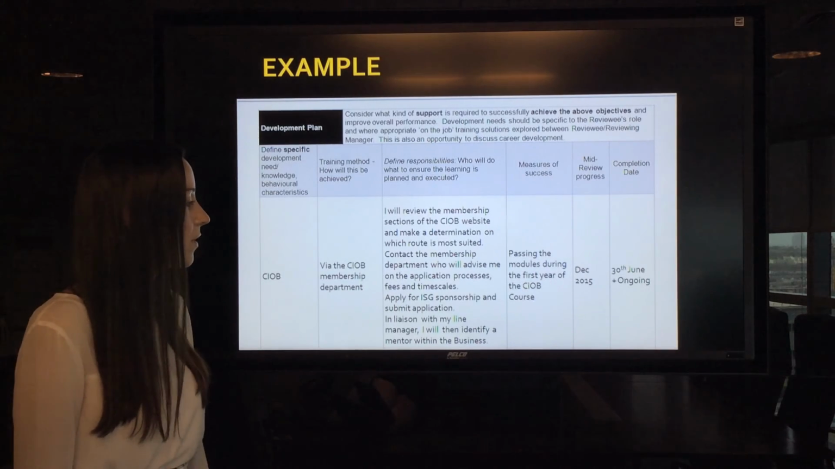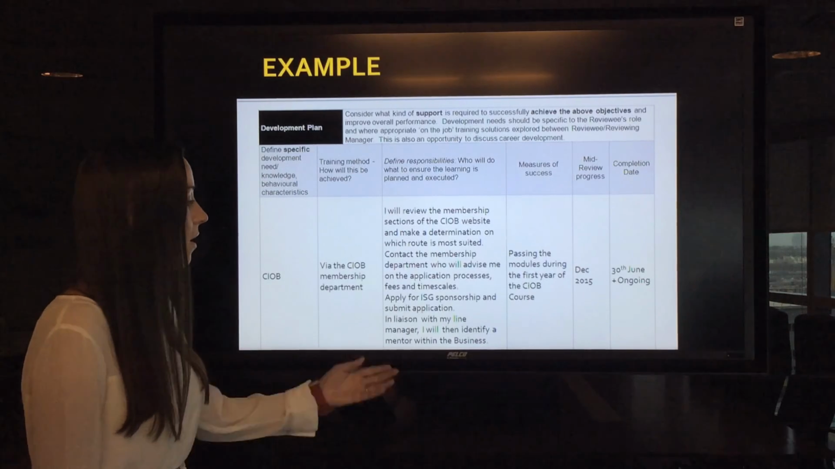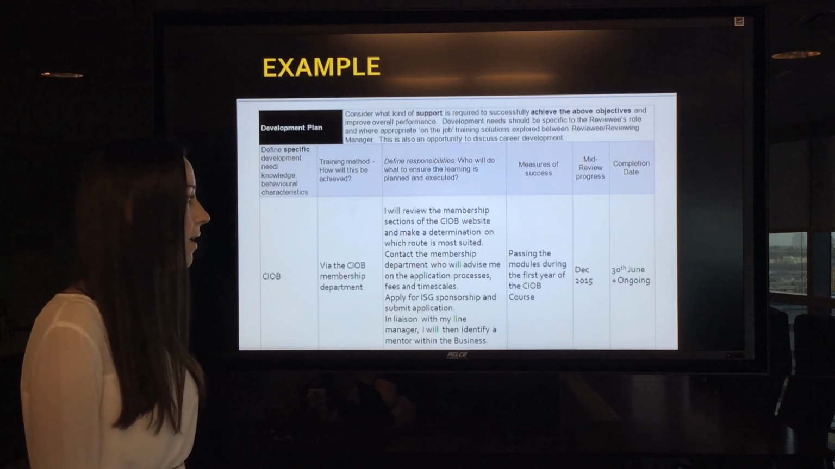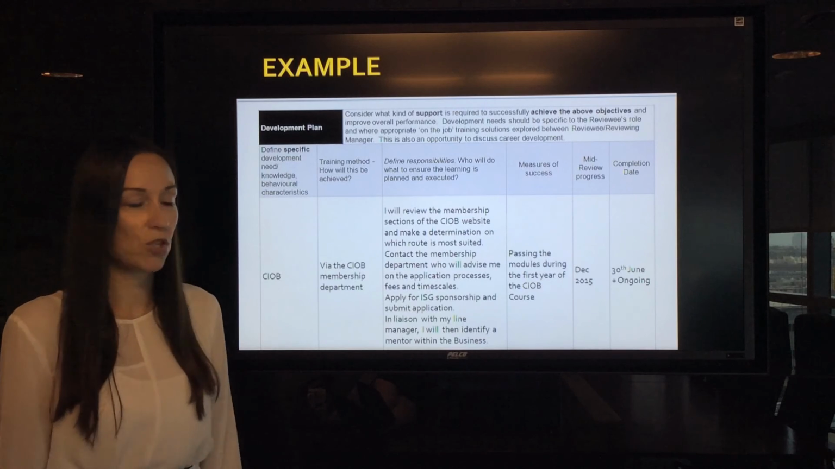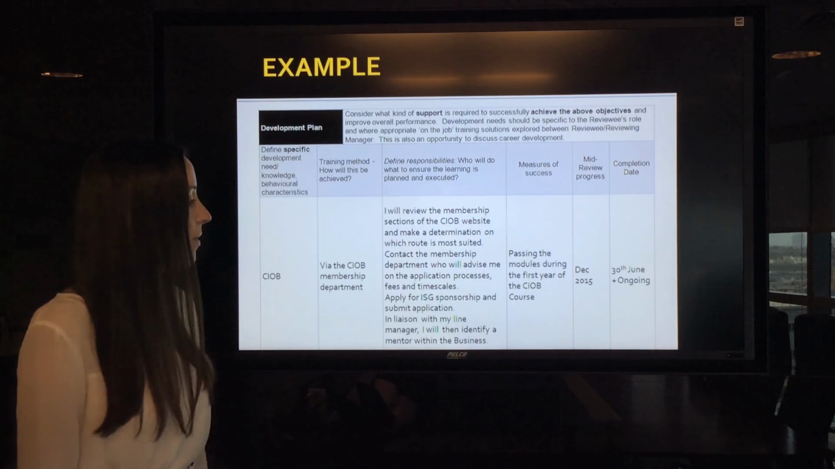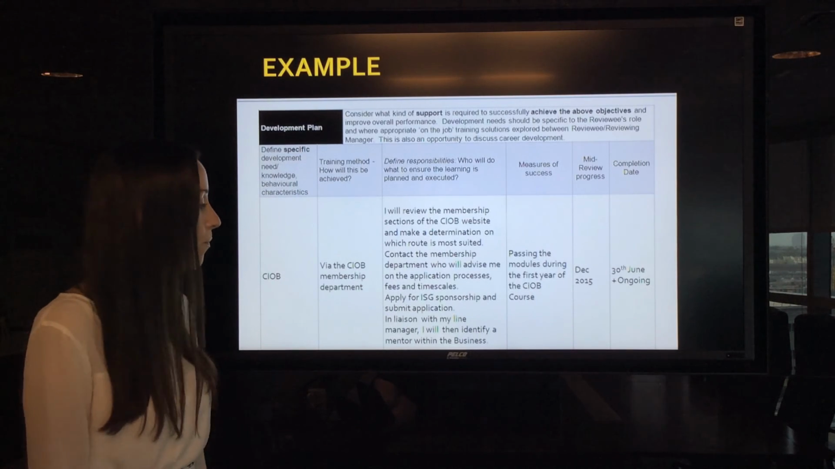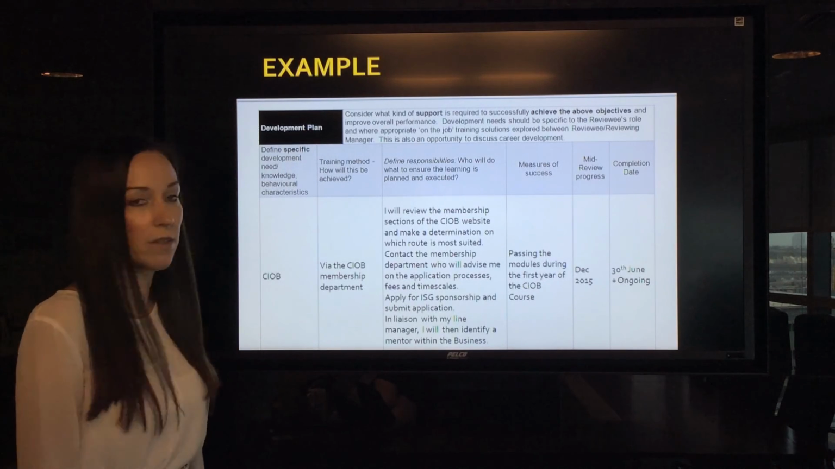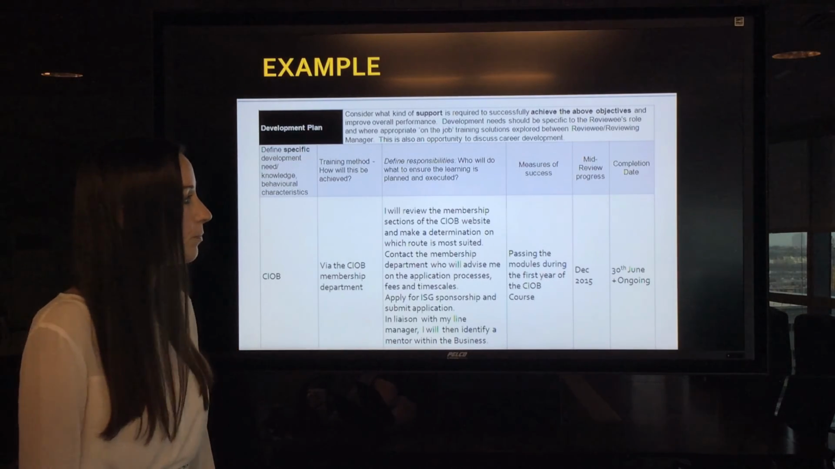Now, this section looks at the steps that you're going to take to achieve that development objective. So the example here is that the person will review the membership sections of the CIOB website, make a determination on which route is best suited for them, contact the membership department, who will advise on the application process, the fees, the timescales. They'll then apply for ISG sponsorship by submitting the relevant form, and in liaison with their manager, they'll identify a mentor in the business who would essentially help them throughout the modules in the course.